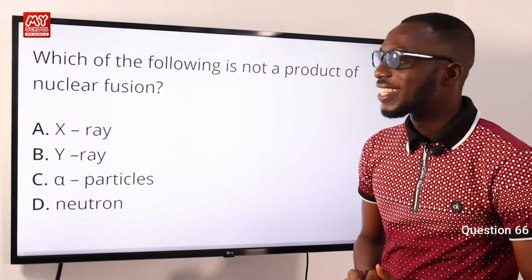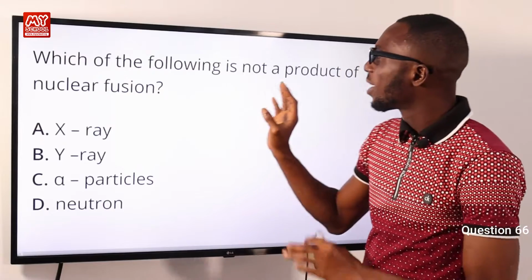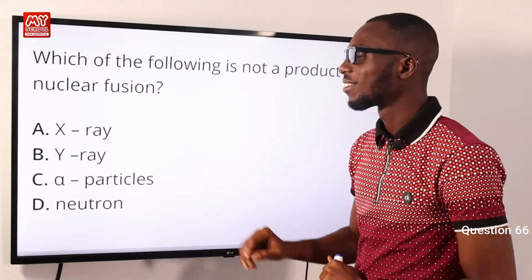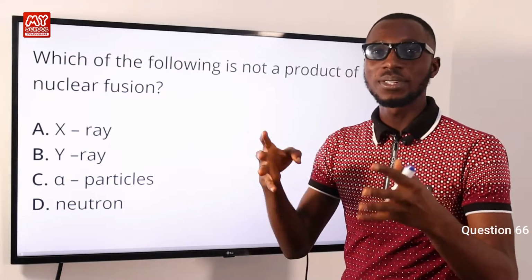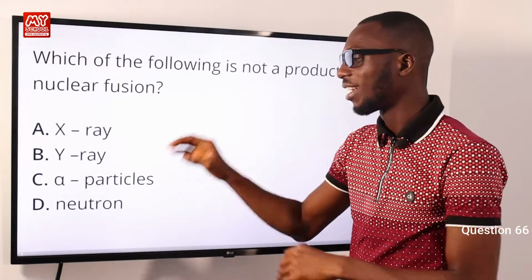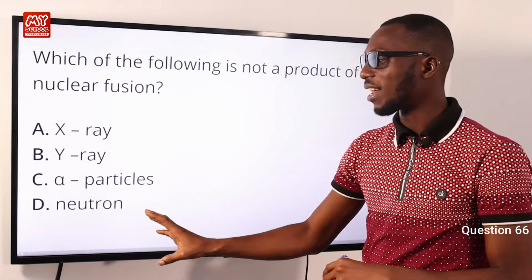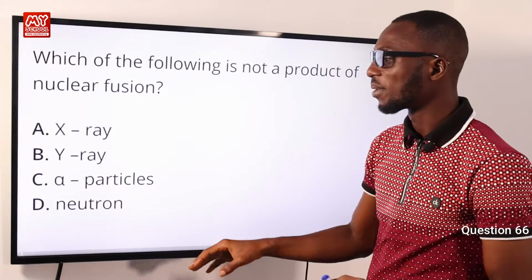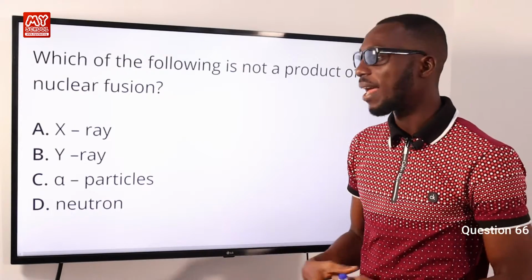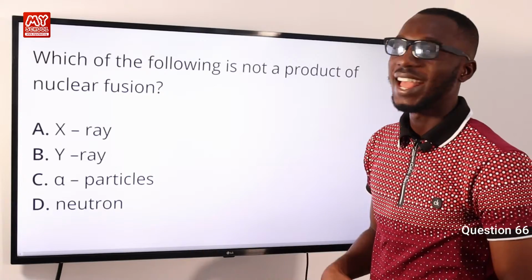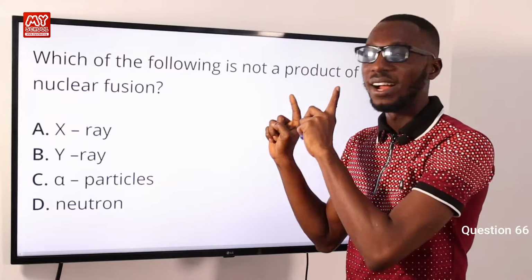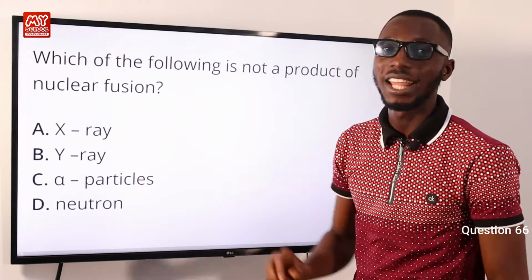We have question 66. Which of the following is not a product of nuclear fusion? Okay, so you should know from the equation of the reaction for nuclear fusion. Okay, neutron particle is given out as a subatomic particle, of course. Alpha particles are being given out. Gamma rays too are being emitted, but definitely not X-ray. Okay, so the correct option to the question we are given is option A, X-ray.